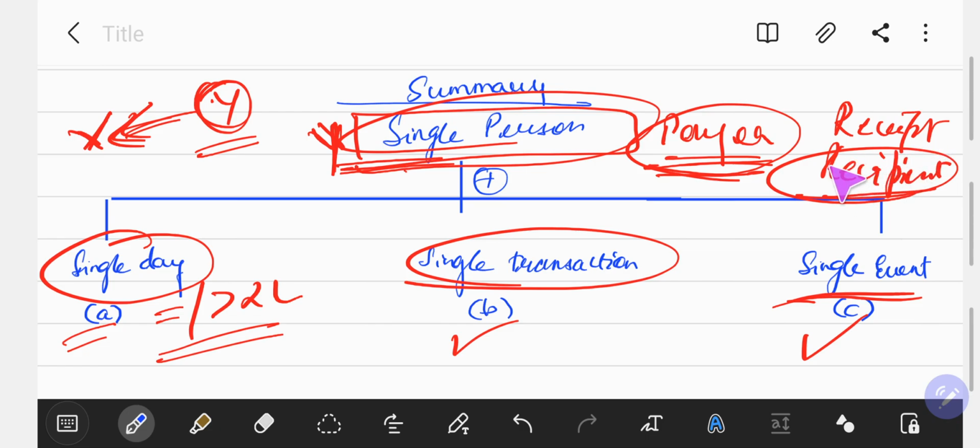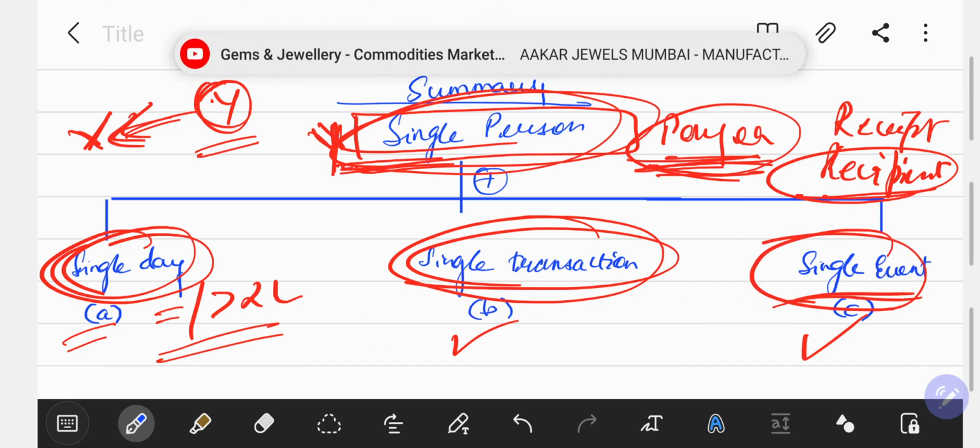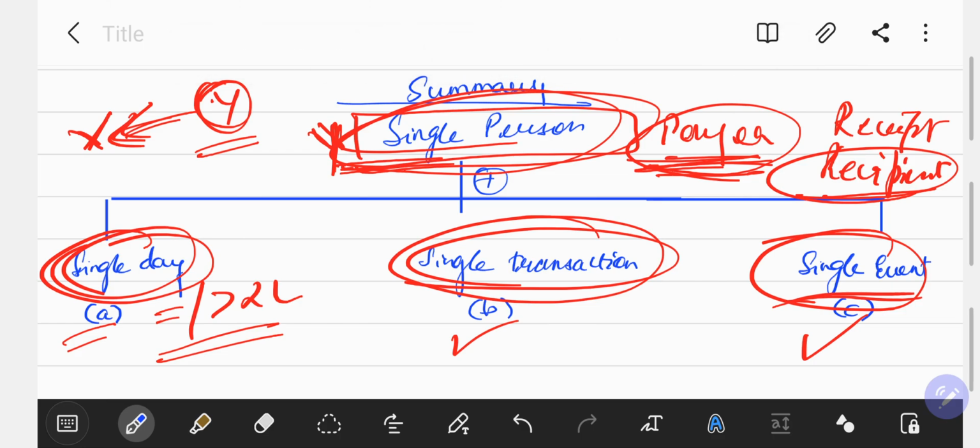So the recipient has to ensure that he or she does not receive cash of 2 lakh rupees or more from a single person, who is the payer, on a single day, for a single transaction or a single event. I repeat, the recipient must ensure that the recipient does not receive an amount from a single person, which is Y, the payer, on a single day, for a single transaction or a single event. This is the summary of section 269ST.